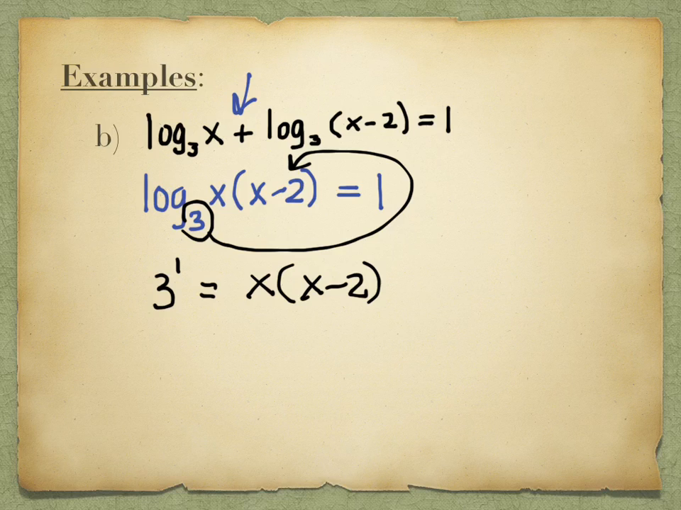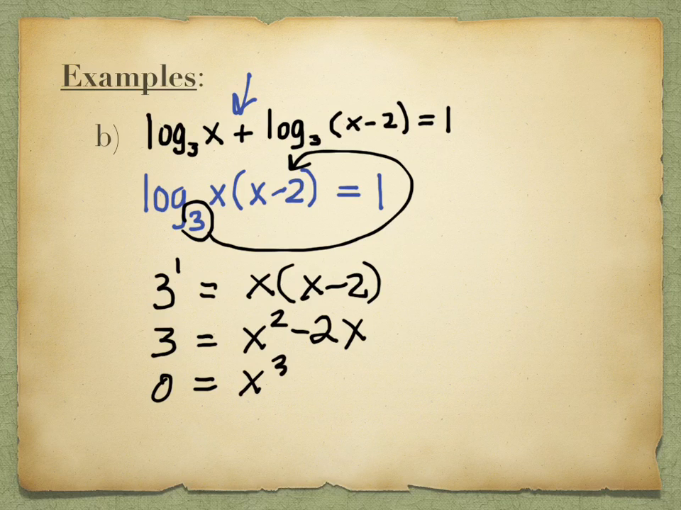I have to distribute. So avoid any kind of temptation to sort of set each of the x and the x minus 2 equal to something. That is a property, but it's a property only when it's equal to 0, and right now this thing's equal to 3. So I do need to distribute. I have 3 on the left, and I have x squared minus 2x on the right. Now what? Move the 3 over. I can move my 3 over. So this is going to be 0 equals x squared minus 2x minus 3. Now what? Factor. So I need to factor this.